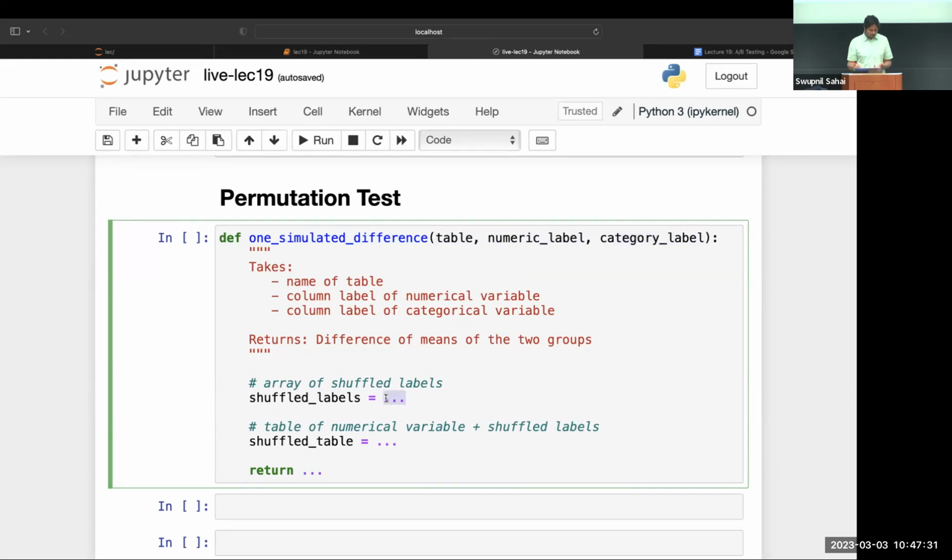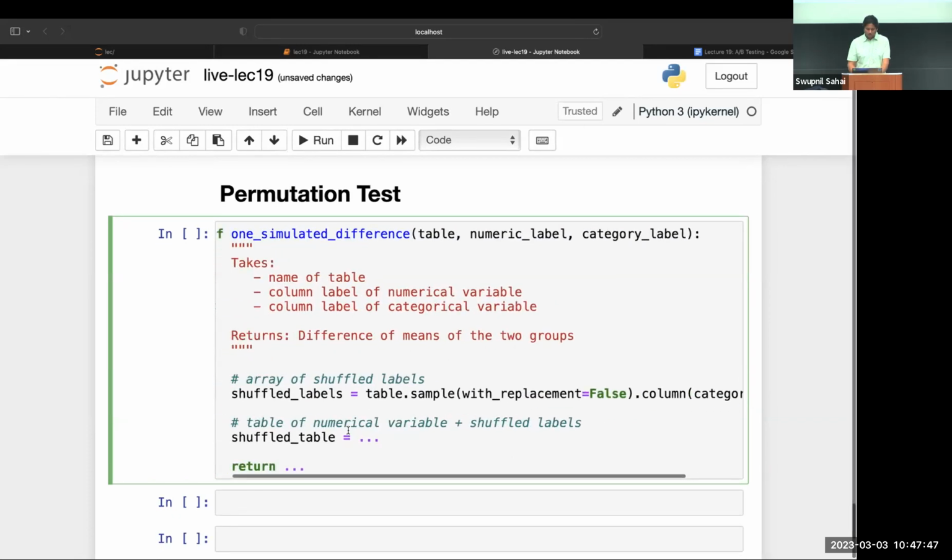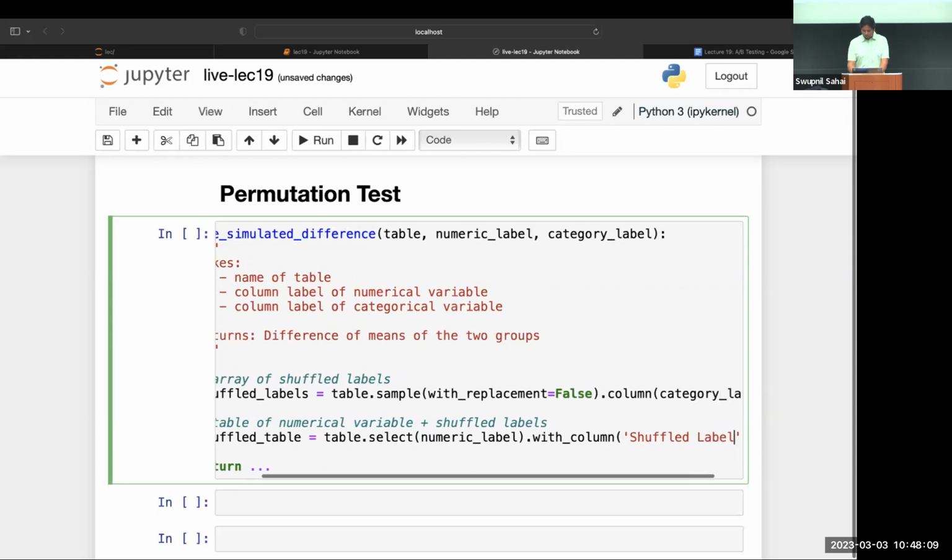Let's go through that process. The first step is to shuffle your labels, which is basically what we just did. Take your table, sample the entire thing with replacement equals false, and then just pull out the category label, because that's the one that we're trying to shuffle around. Once we've done that, we have our shuffled labels. Now we just have to stick it together with our original numeric data. In this case, we'll create a new table that has just the original numeric data with the shuffled categories, and we'll call this shuffled label.